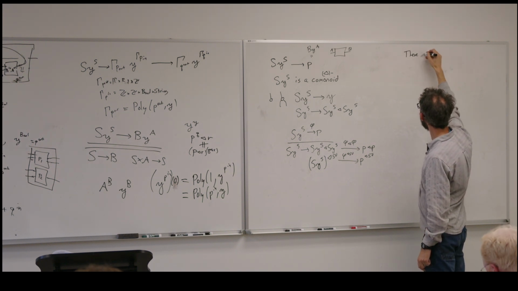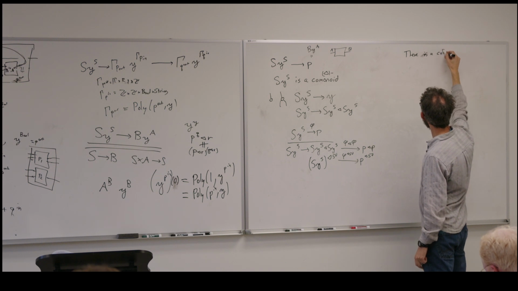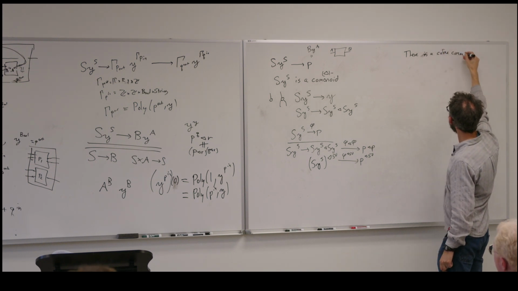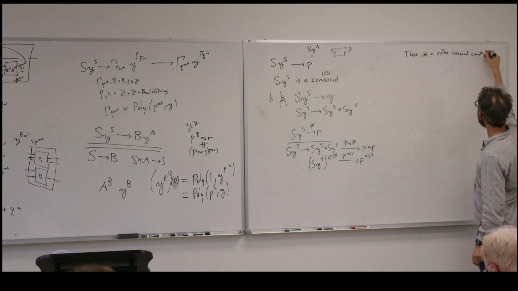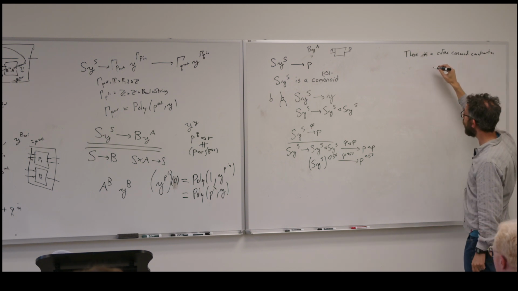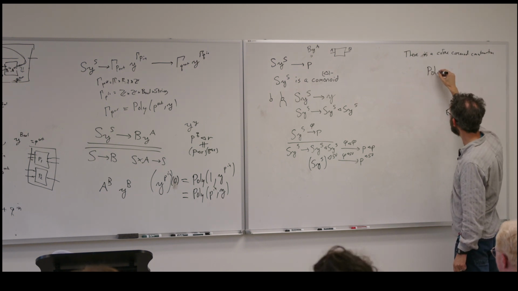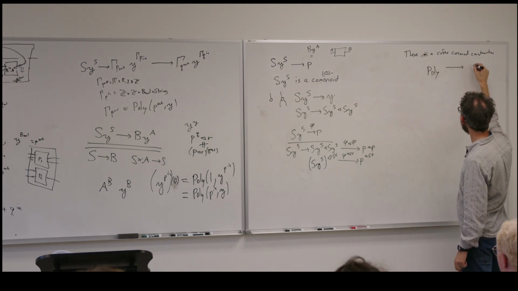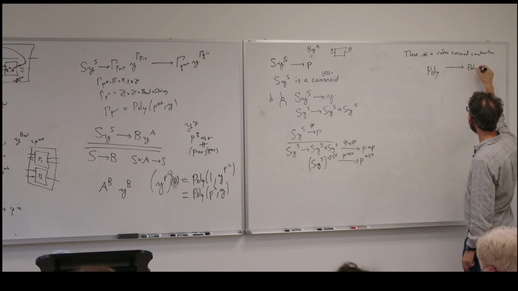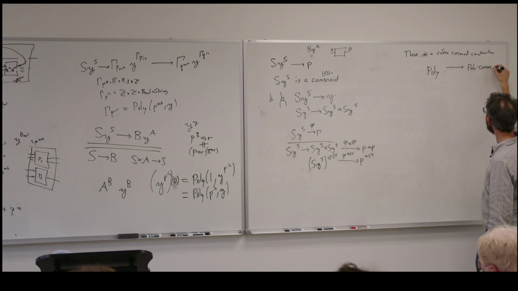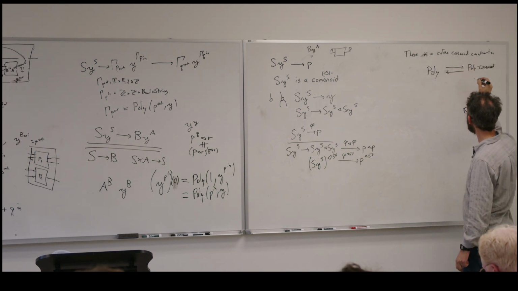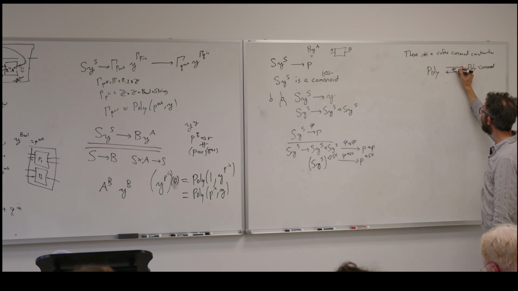And even going further, there is a co-free comonad construction that says if you have any polynomial, you can turn it into a polynomial comonad, and you can turn any polynomial comonad back into a polynomial. You just take the underlying thing.